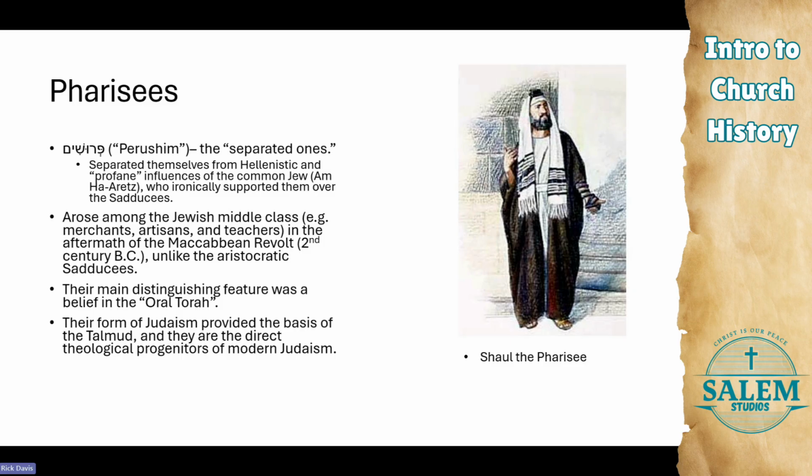And they also arose in the aftermath of the Maccabean revolt. And their main distinguishing feature was a belief not just in the written Torah, unlike the Sadducees, but in the oral Torah, the traditions that came from Moses and the elders of Israel, which, as you know, brought them into direct conflict with our Lord and his ministry. And their form of Judaism provided the basis of the Talmud, as I mentioned earlier, and they are the direct theological progenitors of modern Judaism.